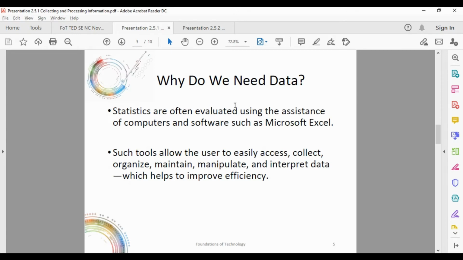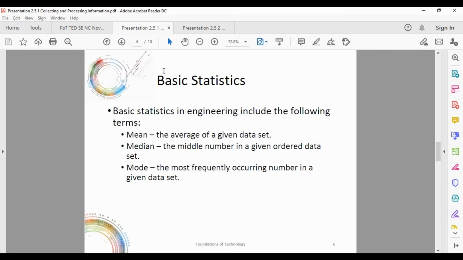Okay, statistics are often evaluated using the assistance of computers and software such as Microsoft Excel. I'm going to be using Microsoft Excel today. Such tools allow the user to easily access, collect, organize, maintain, manipulate, and interpret data, which helps improve efficiency. Okay, when I work out the problems step by step in Microsoft Office, and then I show you how you can do things in Microsoft Excel and then also in Desmos, you'll understand why we use the computer programs.